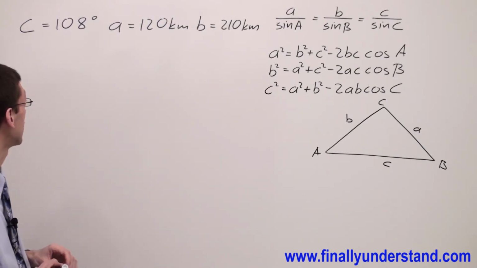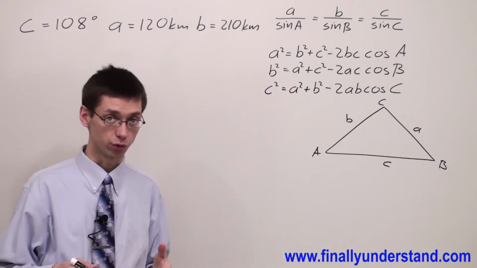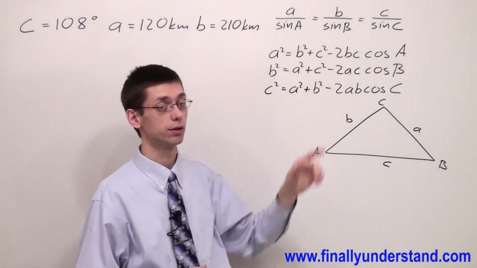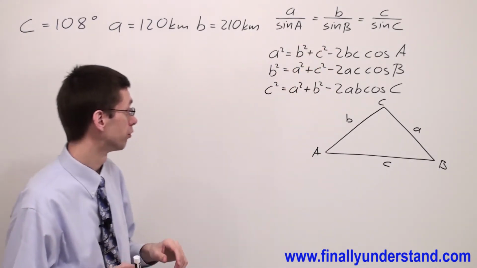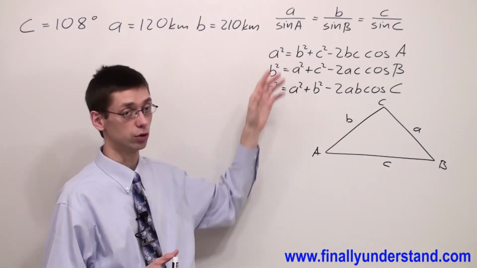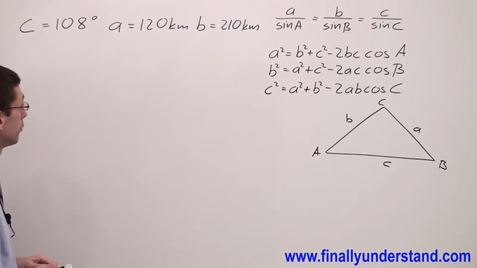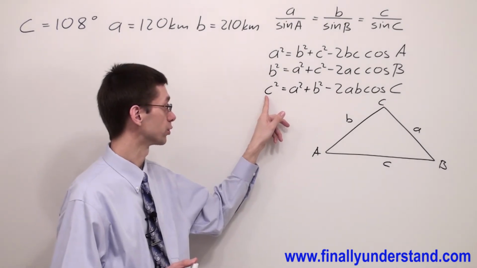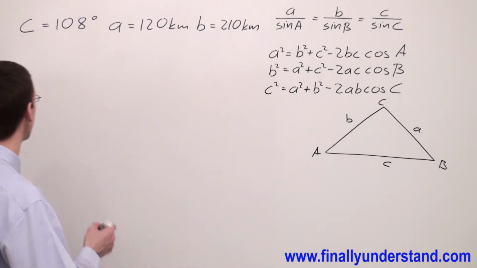So if the opposite side to the given angle is what we're supposed to find, it means we cannot use the law of sines at the beginning. We're supposed to use the law of cosines first, and after that we can use the law of sines. Because we have to find side C, I'm going to use this version of the law of cosines. So let me copy this down.